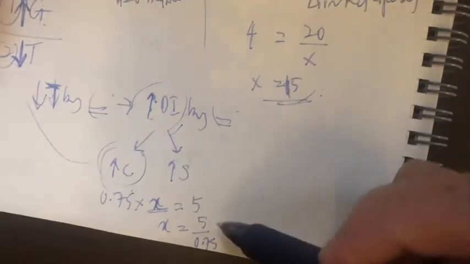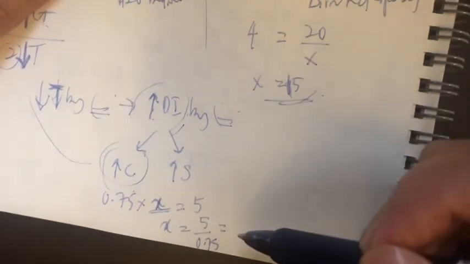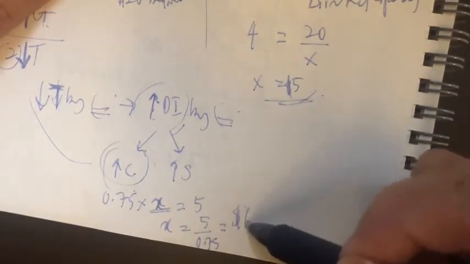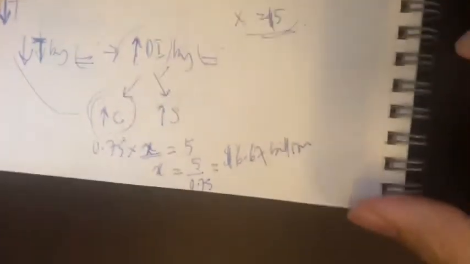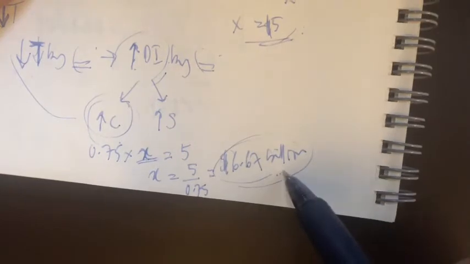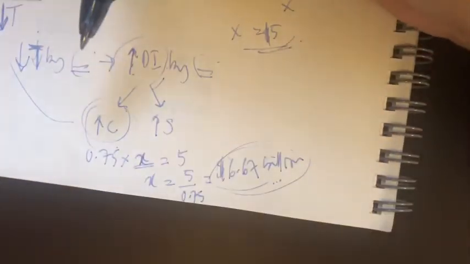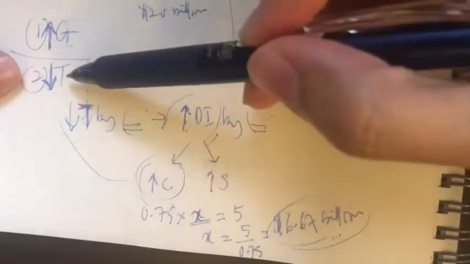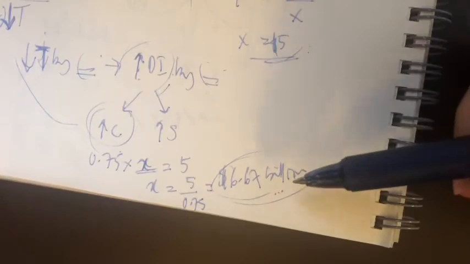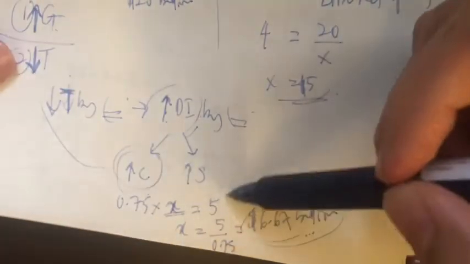Okay, I'm running out of space. Okay, 5 over 0.75. So we will get 6.67 billion. Okay, so what is this? This will be the change in T. Okay, so that's basically how you explain it. All right, the government needs to reduce taxation by 6.67 billion. When that happens, consumption will increase by 5 billion.